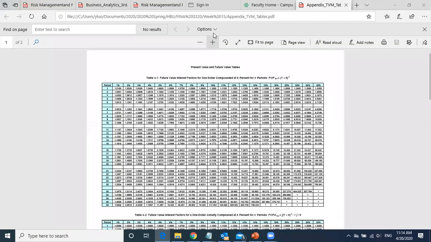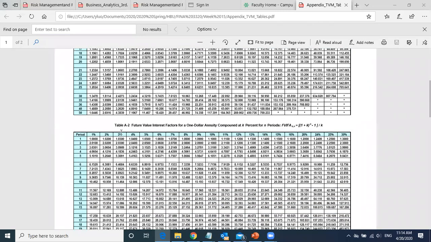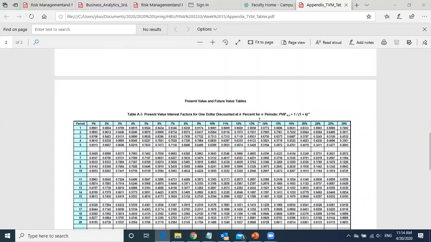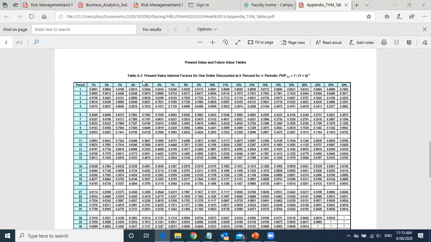When we learned the time value of money, I gave you this factor table. Table A1 is the future value of a lump sum. Table A2 is the future value of an ordinary annuity. We don't need future value; we are looking for present value. So table A3 is the present value of a lump sum. Look at table A3.